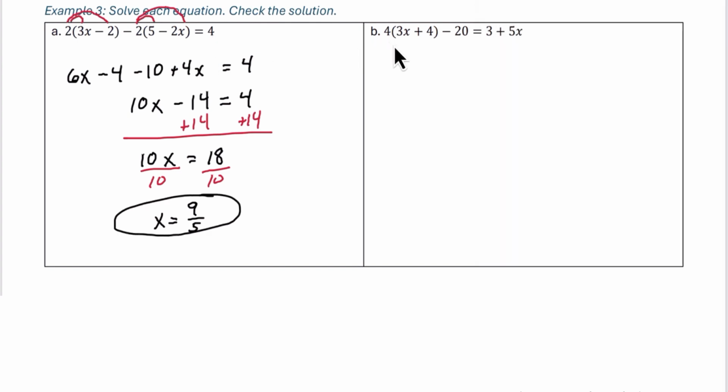In example B, we need to first distribute that 4. We'll distribute to remove the parentheses. 4 times 3x is 12x. 4 times 4 is 16. Then we'll just copy down the rest for now. 16 minus 20, we can combine those. 16 minus 20 is minus 4.